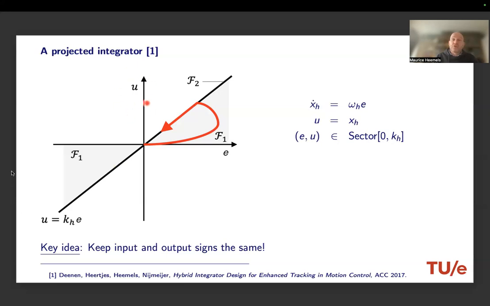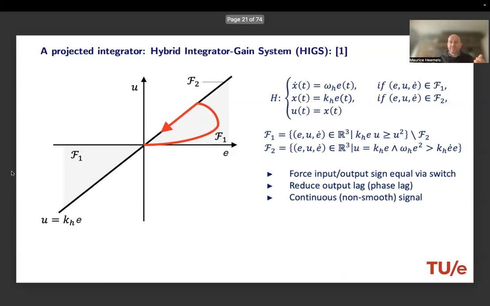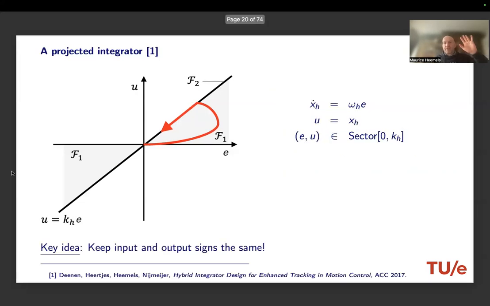But we can project U, which is the state of the controller. So we project it in such a way that we do not leave this sector. And with that, we always make sure that the input-output sign is equal. Right? And with that, you can immediately get interesting performance benefits. So this idea of using this projection to keep the integrator state or the integrator dynamics always active only in this sector range.